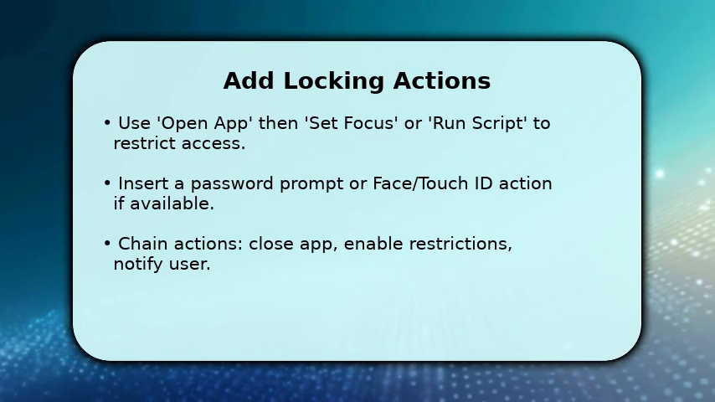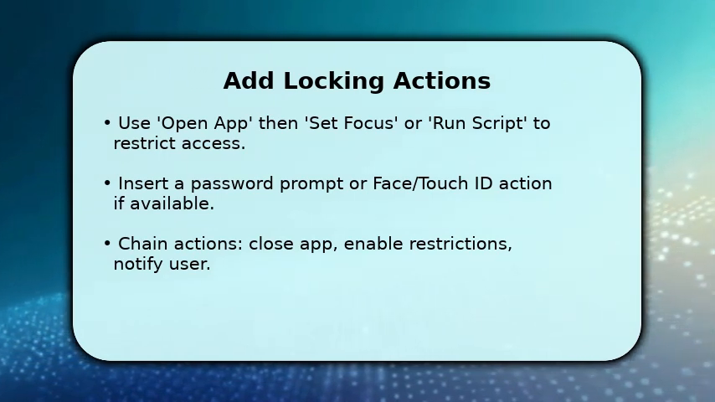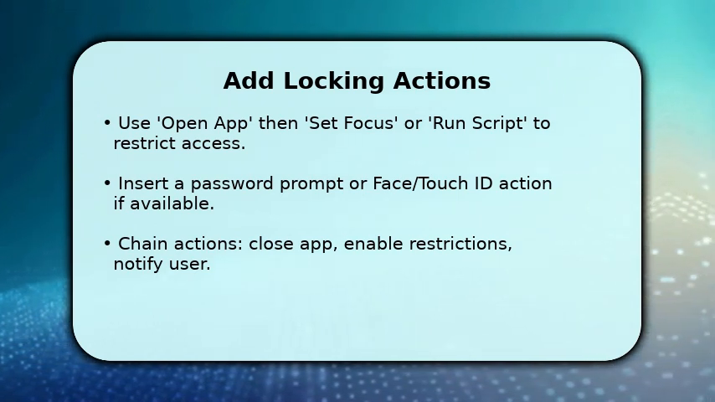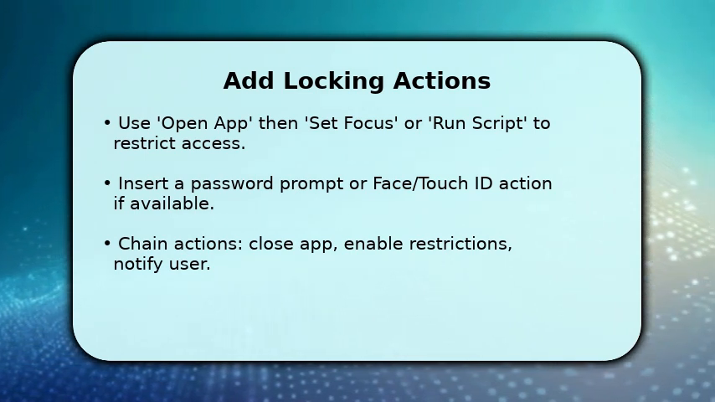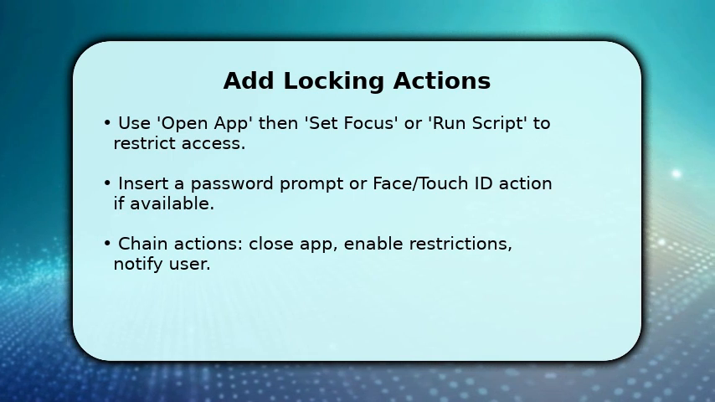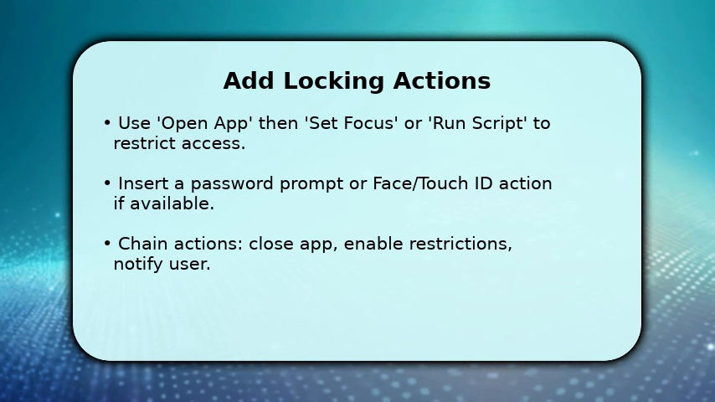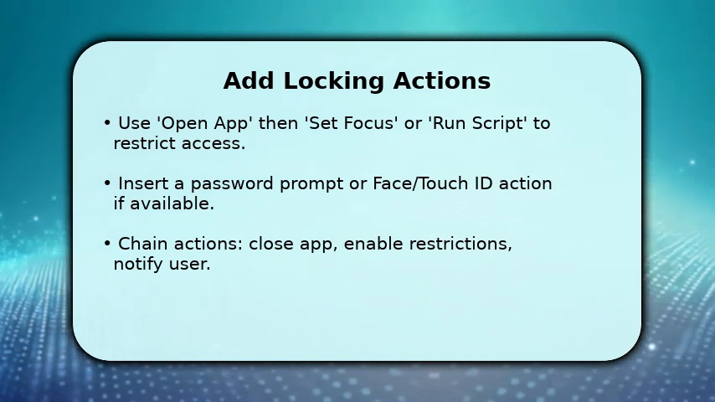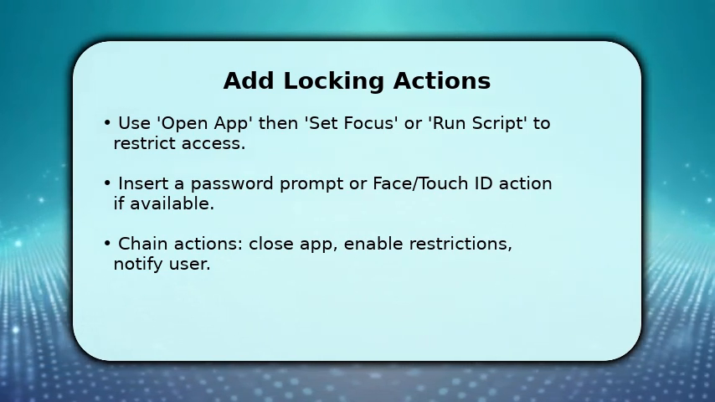Once your shortcut exists, add the specific actions that implement locking. You can open or close the target app, then enable a focus mode or run a script that toggles restrictions. This is how you prevent access. If the platform supports authentication actions, insert a prompt for password, Face ID, or Touch ID to gate reopening. Make sure to sequence actions: lock, verify, then notify. This combination enforces the lock and gives users immediate feedback about the state change.